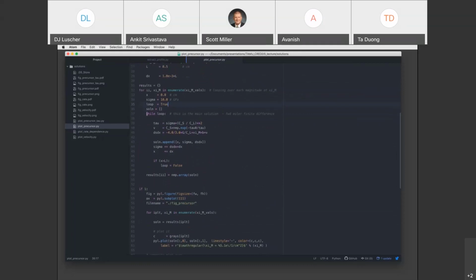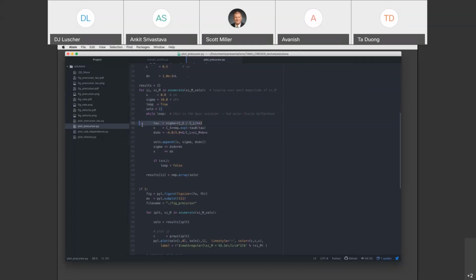So within this while loop is the main solution strategy, which is I started a value at a position of x equals 0. So remember, this is a differential equation of stress within x. So x is our independent variable. That's the position. And the dependent variable is stress. And we're solving for how the stress varies with position.